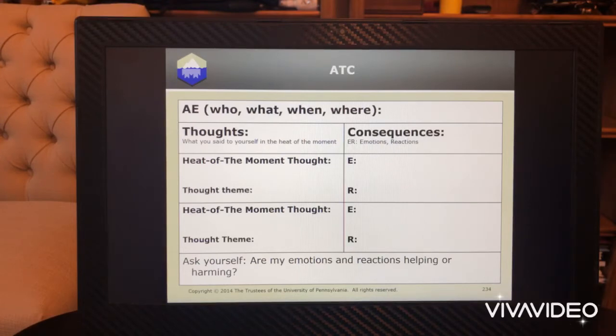More than likely, the thought theme that would fall in line with this is trespass, and she feels like her husband's lack of attention has hurt her in some way. So using the ATC model helps us better understand exactly what happened in that situation and how we played a role in it. And as you can see, her emotions and reactions may have been a lot higher than she normally would have wanted them to be in that situation. So at this point, that's when she would go ahead and try to detect whether she has an iceberg.